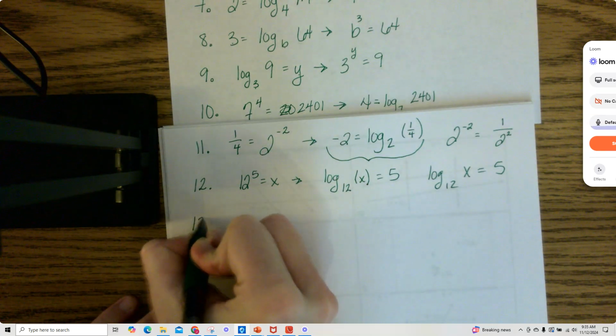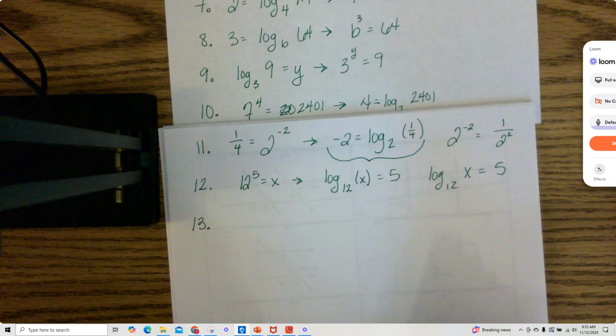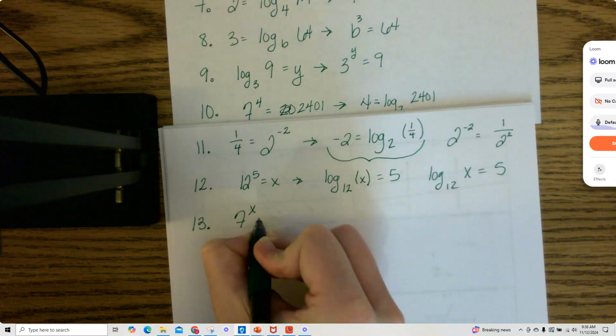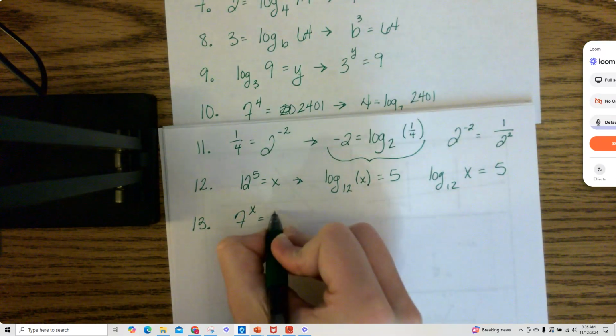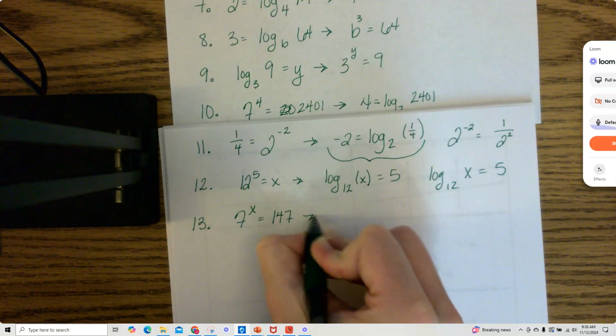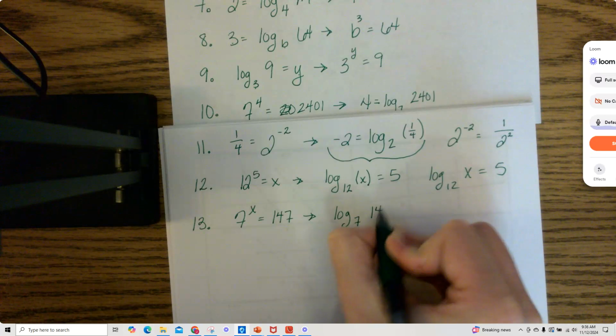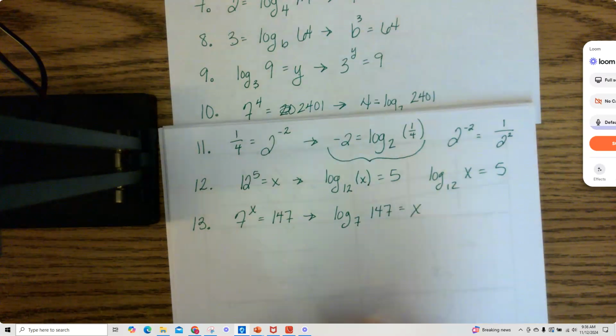All right, 13. Equals 147. So log base 7 of 147 equals x.